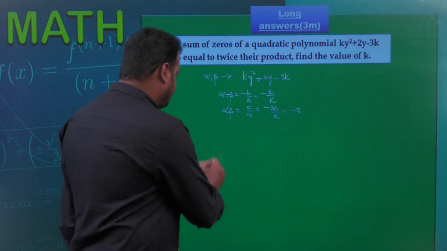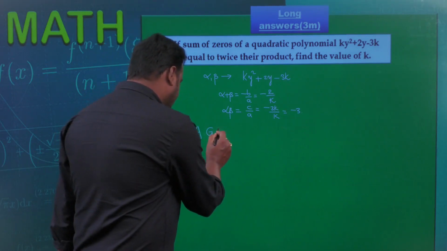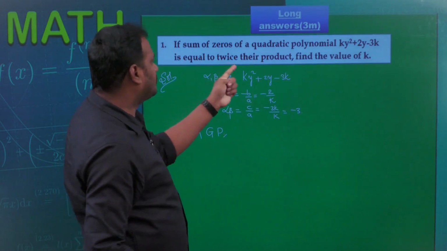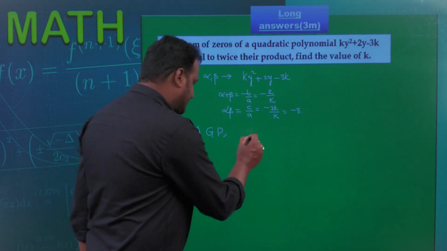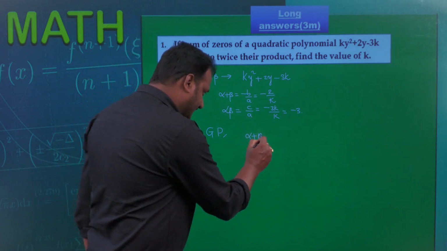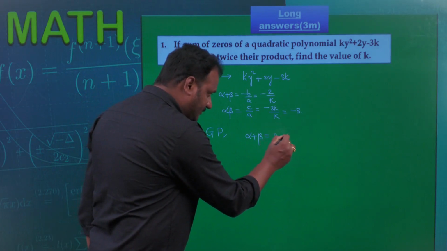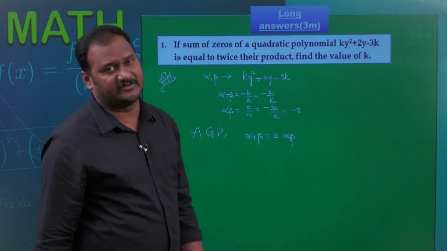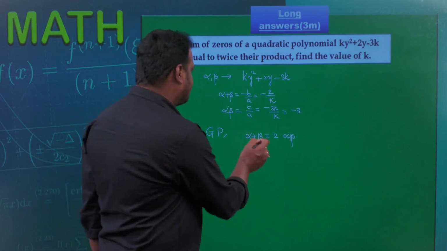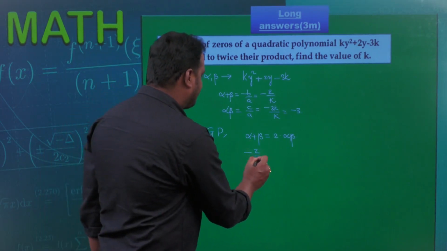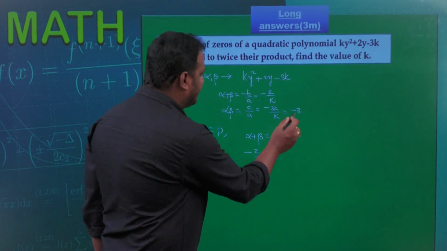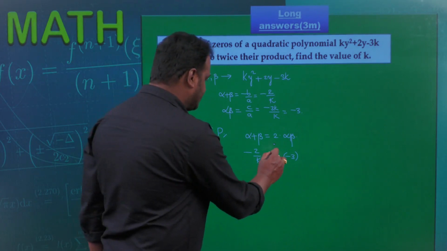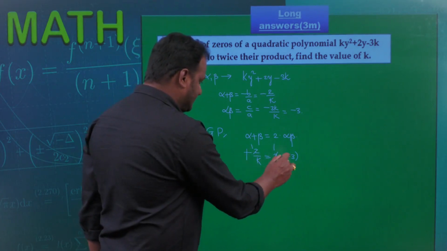According to the given problem, the sum of the zeros of this polynomial is equal to twice their product. Sum of the zeros means alpha plus beta is equal to twice their product. Their product is alpha into beta. So alpha plus beta is equal to 2 into alpha beta. Right? What is alpha plus beta? That is minus 2 by k is equal to 2 times their product, which is minus 3. Got it? So here the 2s cancel, minus and minus get cancelled.